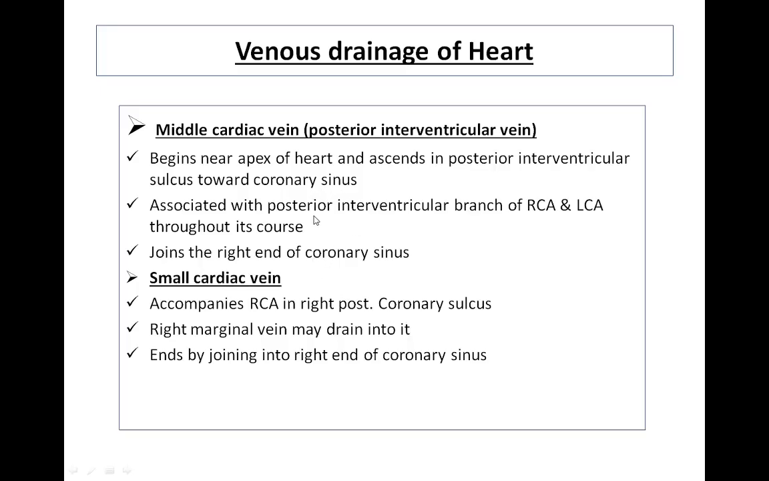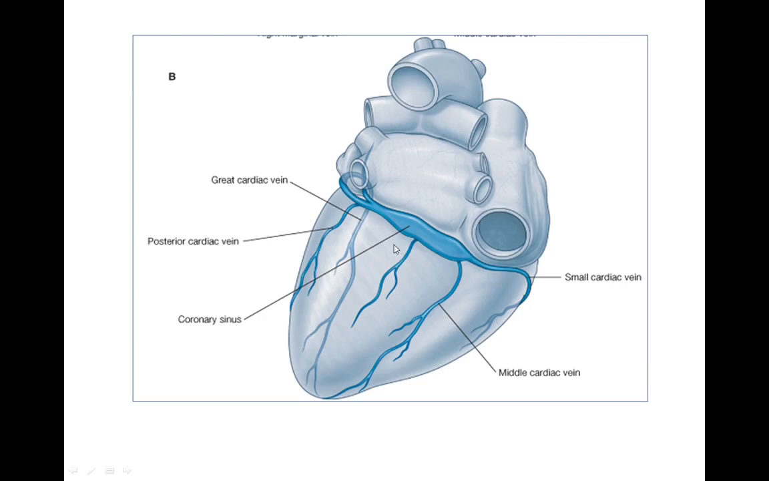Then another vein, that is your middle cardiac vein. It is also known as the posterior interventricular vein. Great cardiac vein is in the anterior interventricular groove, the anterior interventricular vein. And the middle cardiac vein traverses through the posterior interventricular groove, which is on the diaphragmatic surface. See here, this is the diaphragmatic surface of the heart. This is our left ventricle, this is our right ventricle.